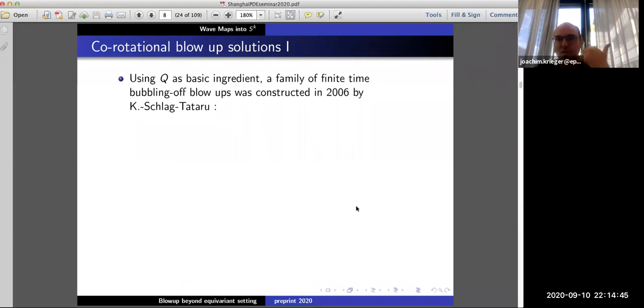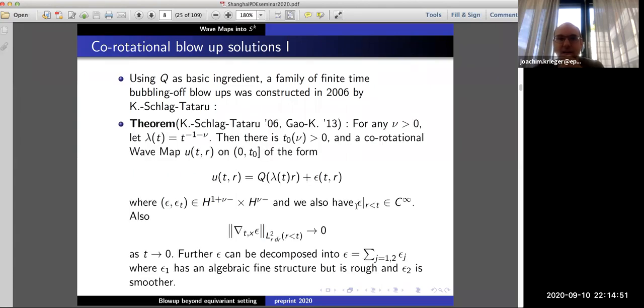And one way that one could construct such solutions is the one that's due to Krieger-Schlag-Tataru from 2006. And it said the following, somewhat surprisingly: here you prescribe the dynamics of the bubbling off. So you prescribe this function lambda of t, which is t to the -1 minus nu. And it turned out at the end of the day that all you need is that nu be strictly positive. So it has to be strictly slower than self-similar. It has to be a type 2 type blow up.